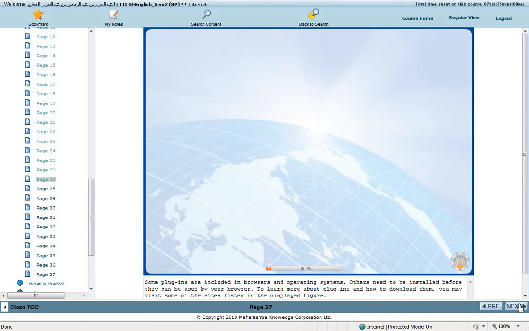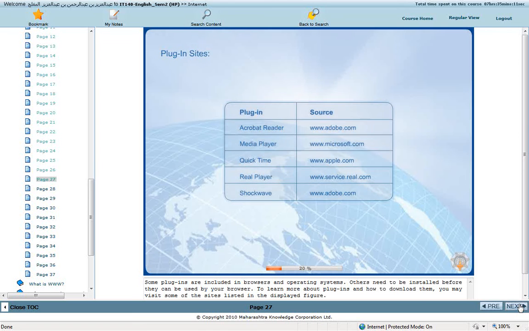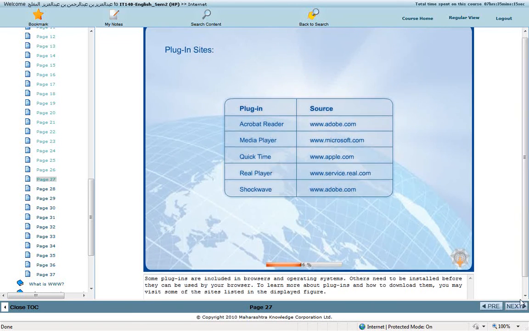Some plugins are included in browsers and operating systems. Others need to be installed before they can be used by your browser. To learn more about plugins and how to download them, you may visit some of the sites listed in the displayed figure.